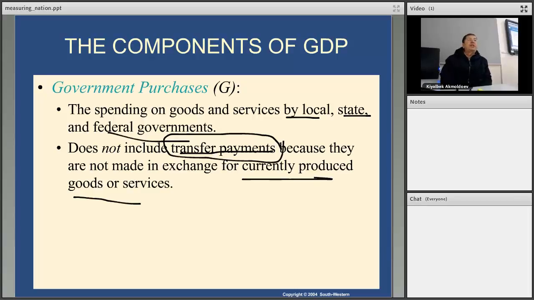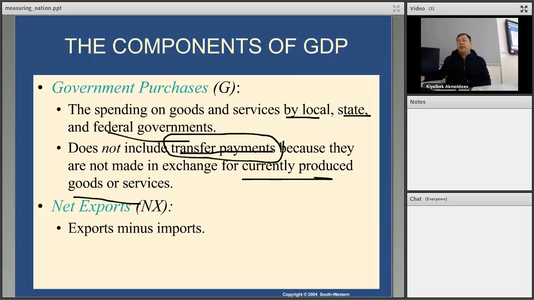Why? Because when government is paying a pension, there is no product that was produced. For example, when I go on pension, I don't work, I don't produce any goods and services, but government is giving me money like free money. So this money has no equivalent in terms of goods and services. That is why we don't include this spending as a government expenditure when we are calculating what? GDP, or gross domestic product.